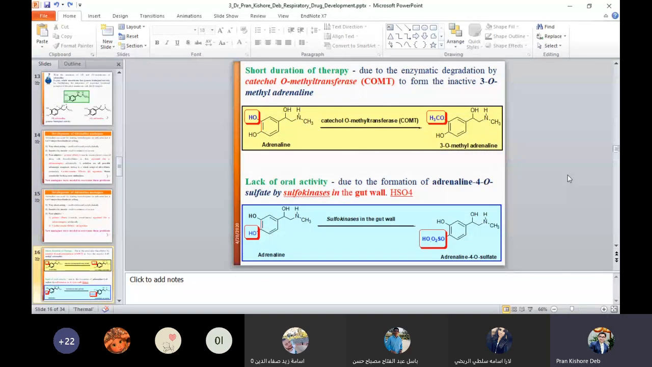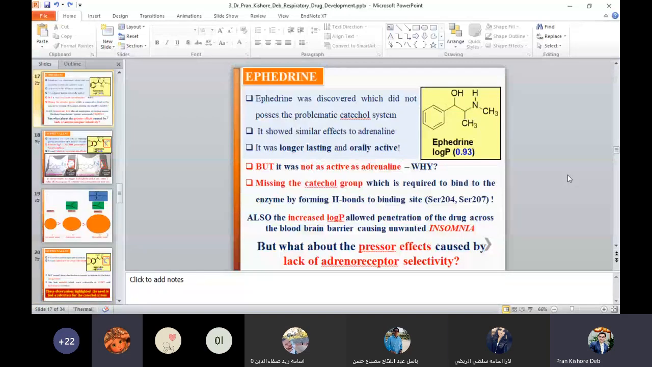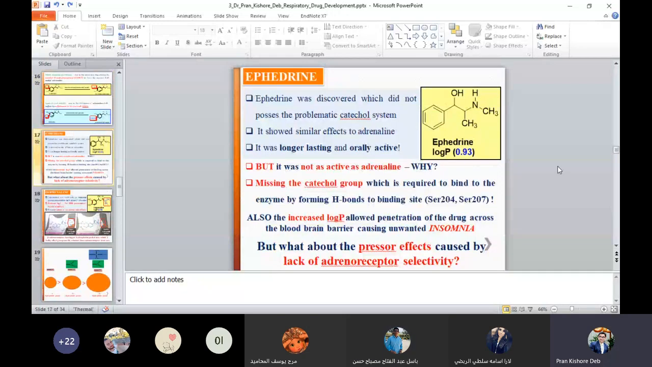If you have any doubt, you can ask me. What were the 3 points regarding the catechol? You see the hydrogen bonding interaction with the serine, first point. Second point is duration of action, which is influenced by catechol-O-methyl transferase. And the third point is sulfokinase, oral bioavailability. Do you understand? Catechol OH will undergo attack by sulfokinase. These are the 3 points. Got it. Okay, any other questions?